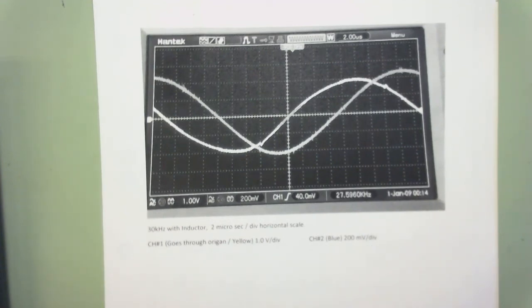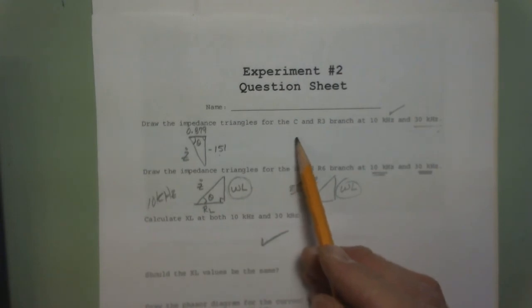I think if I look at the question sheet, then you'll be able to fill in these other pieces, because you're going to do the capacitor at 30K, so you'll be able to draw the other impedance triangle. You're going to do the inductor at 30K, so you'll have that one. You'll be able to compare these two. We've got this one. You'll be able to do this one, and you'll have it wrapped up.